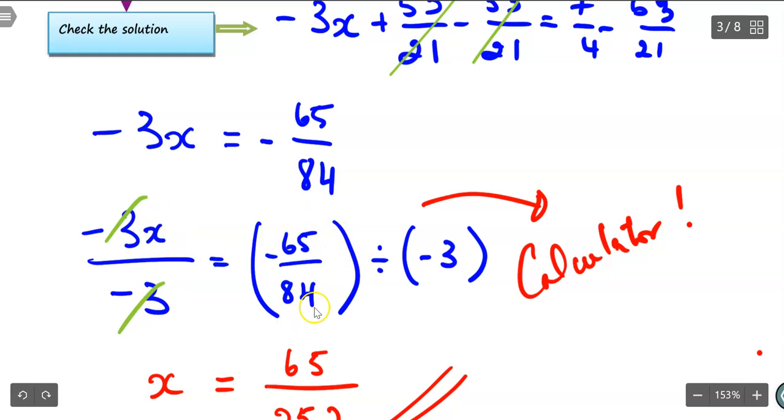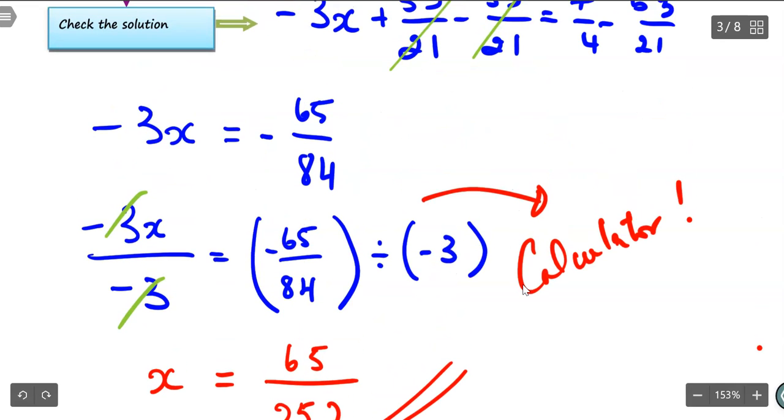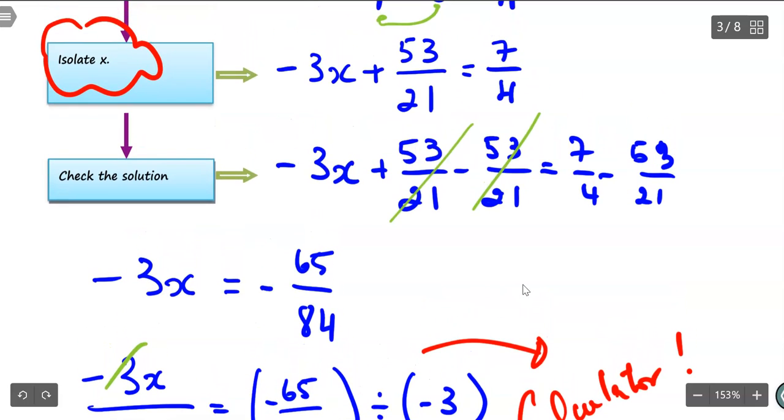So I write a fraction like this: negative 65 over 84 divided by negative 3, because you need to identify that you are dividing by minus 3. So using your calculator, you are having this answer. Basically, if we work with fractions, we have a choice that we can just use a calculator, and then you can apply all the steps that we have applied for solving a simple linear equation.